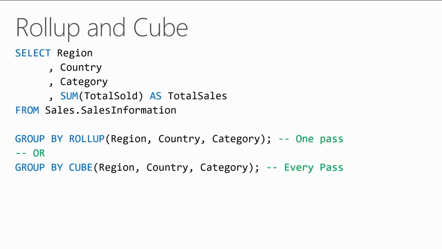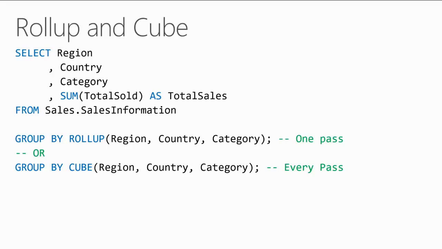All right. Rollup and cube. What rollup and cube are going to do is they're going to do aggregates. Rollup is going to do one pass. Cube is going to do every pass. So here's my little query. I've got select region, country, category, and then the sum of the total sold from sales information.